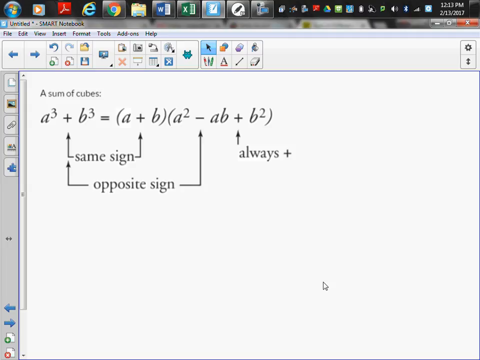So A cubed plus B cubed will factor to the cube root of A plus the cube root of B times A squared minus A times B plus B squared.